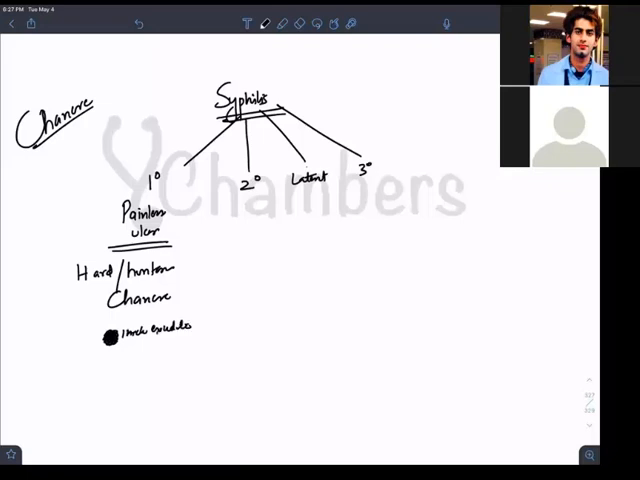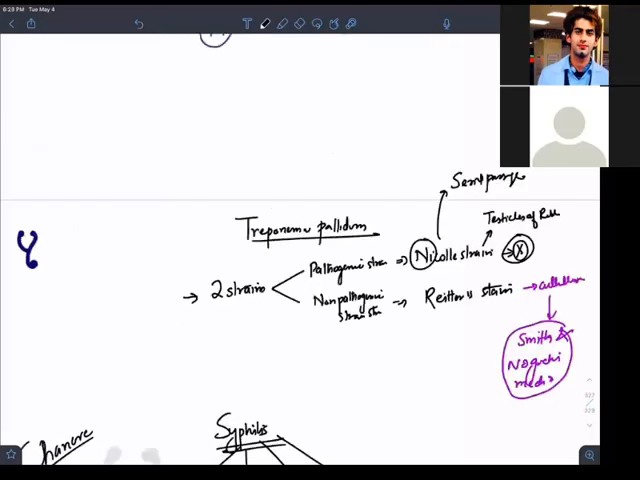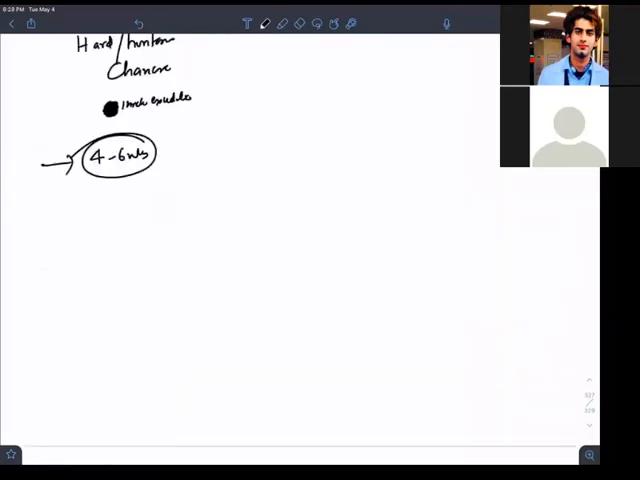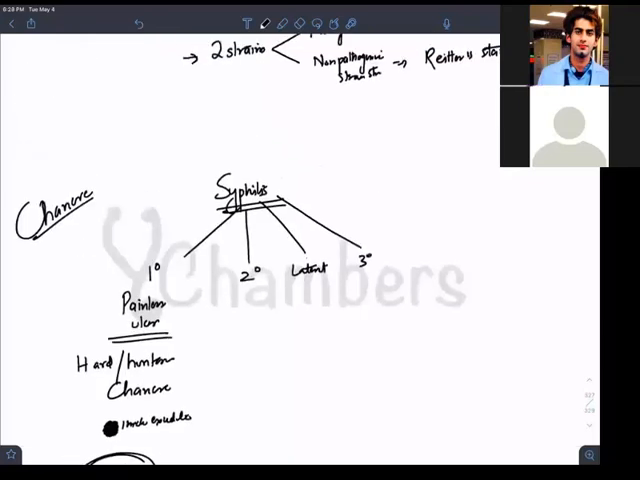Thick exudate. And it will resolve. It will spontaneously resolve by 4 to 6 weeks. So once you check his external genitalia, what will he be seeing? He will be seeing a chancre.